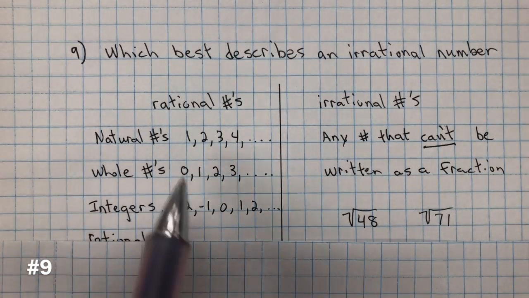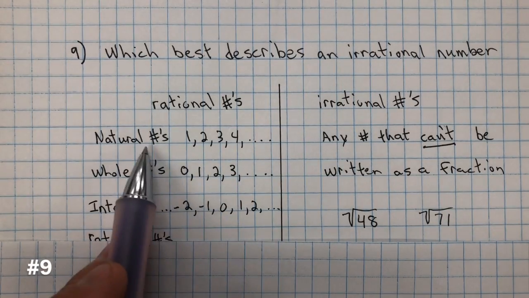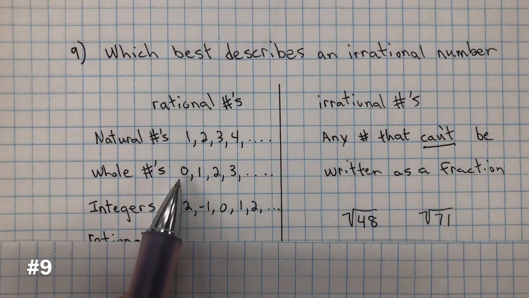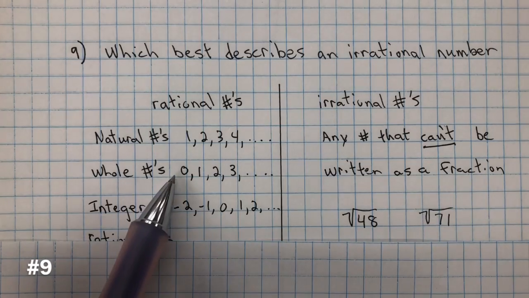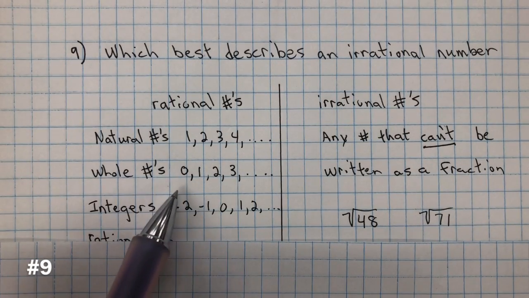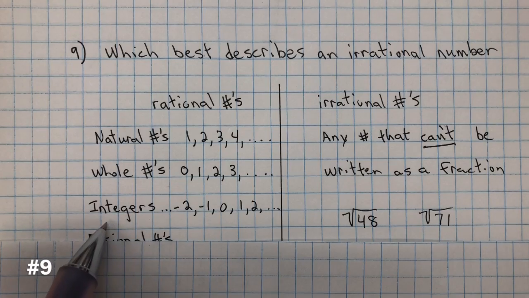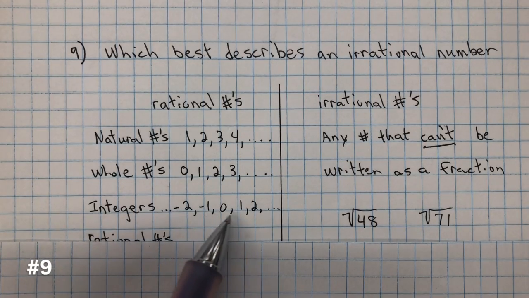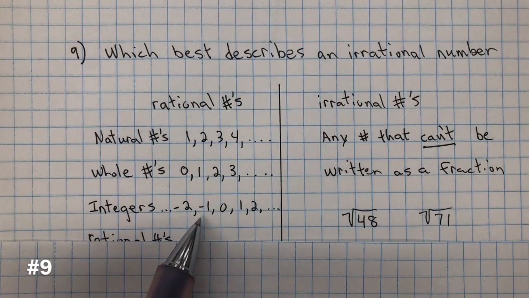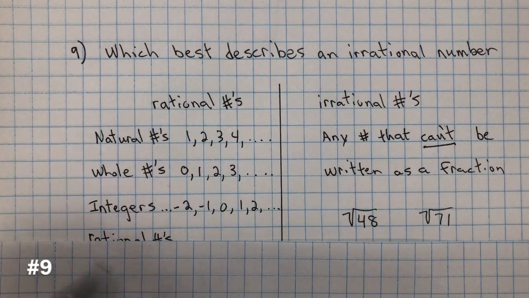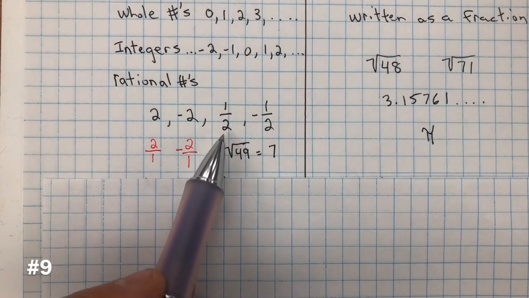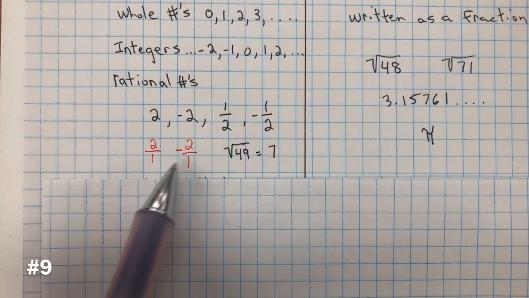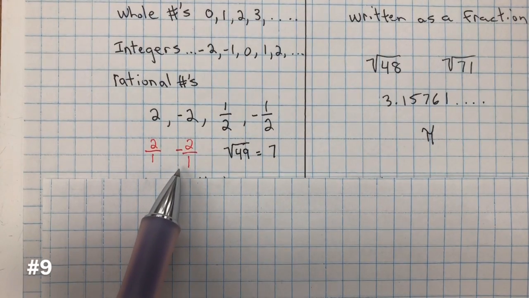Those are all fractions. Whole numbers include all the natural numbers, and 0. 0 could be 0 over 1, which is 0. So that could be written as a fraction. Integers are whole numbers and their opposites. Negative 1 over 1 is still negative 1, and that is a fraction. So here are examples of rational numbers. 2, negative 2, 1/2, negative 1/2. These can all be written as fractions.